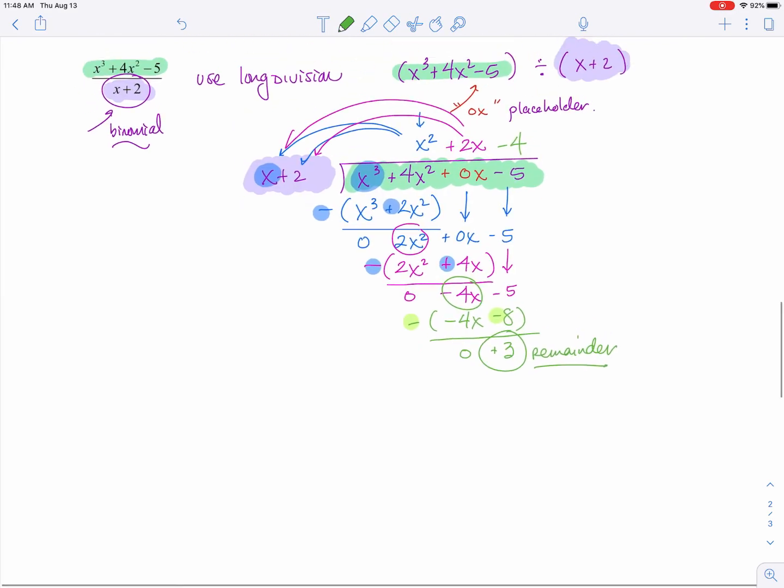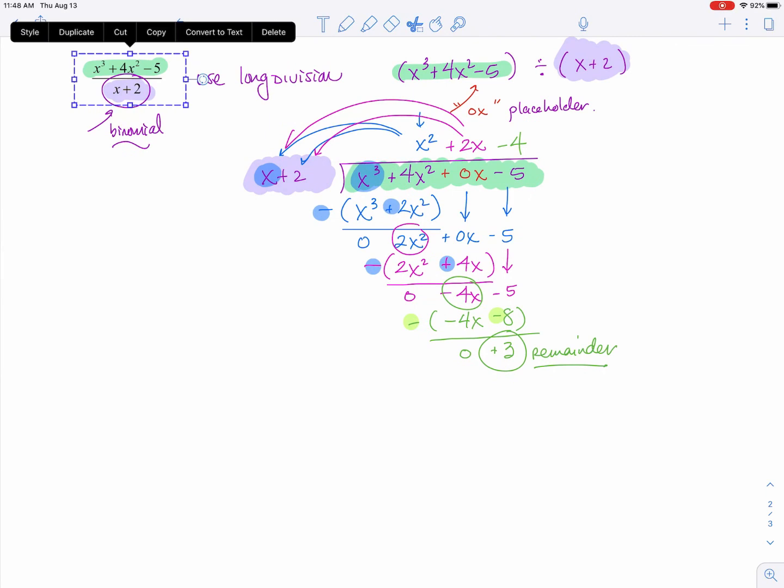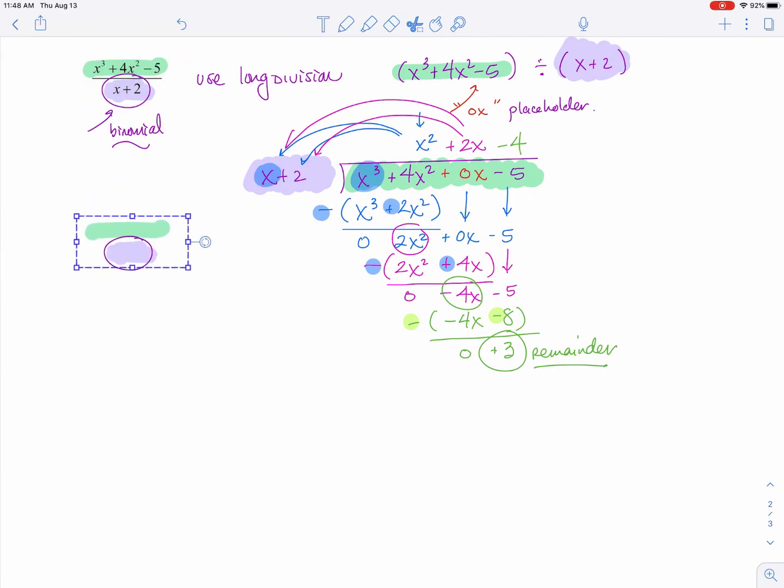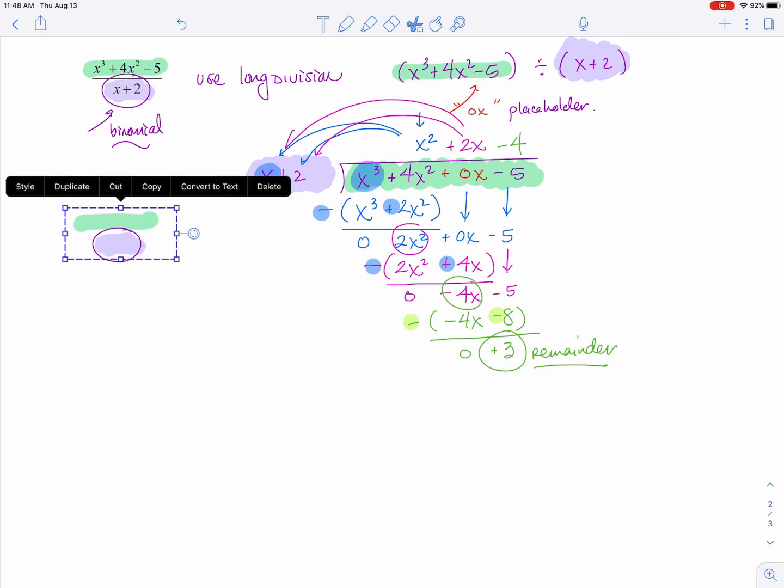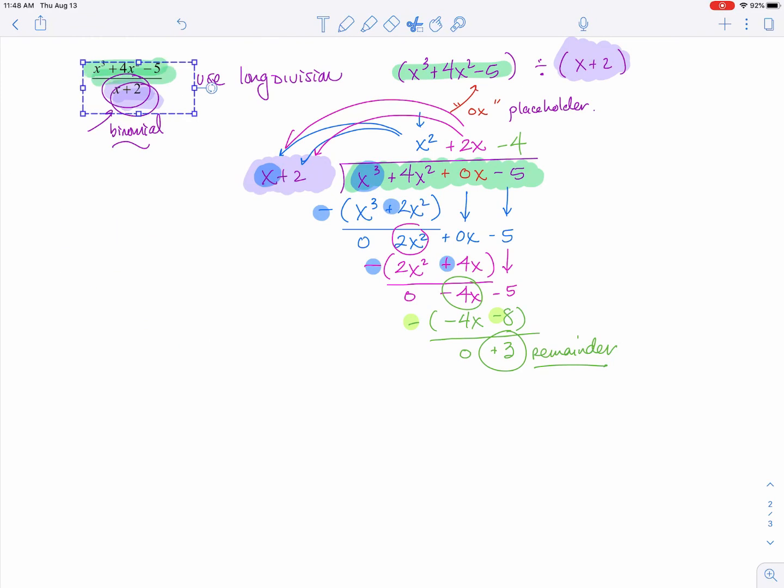And we deal with that remainder in a special way. So this expression, oh, what happened? Okay, well, never mind. The expression x cubed plus 4x squared minus 5 divided by x plus 2 is equal to the quotient x squared plus 2x minus 4 plus the remainder over the divisor.